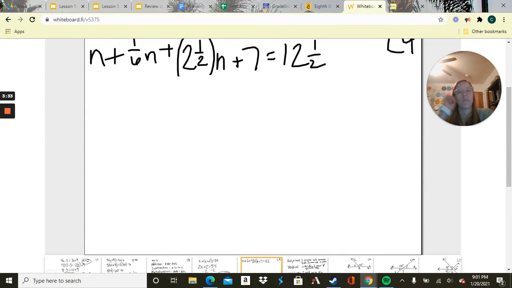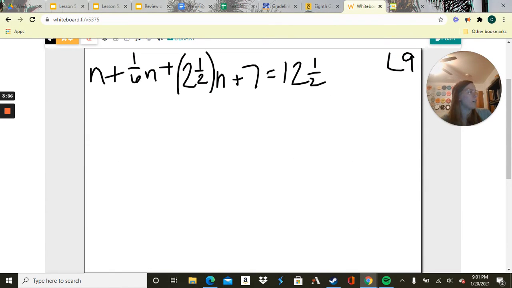So one other one, this one's a little more difficult. Let's find the wording for this one real quick so we can better understand it. Okay, so the sum of a number, 1/6 of that number, 2.5 of that number, and 7 equals 12.5. So we have the number, 1/6 of the number, 2.5 times the number, plus 7 equals 12.5.